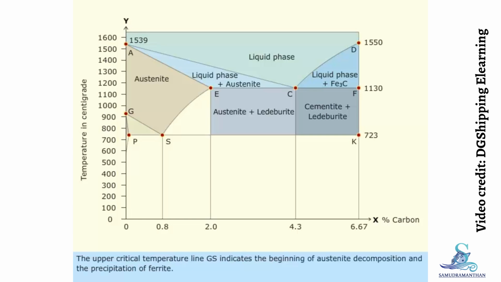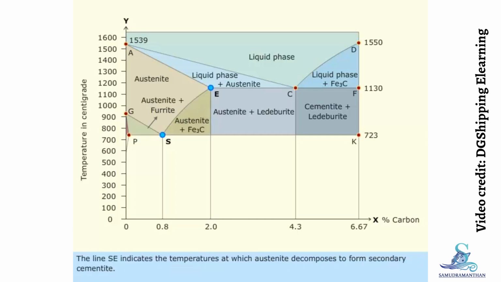The upper critical temperature line, GS, indicates the beginning of austenite decomposition and the precipitation of ferrite. The line SE indicates the temperatures at which austenite decomposes to form secondary cementite. Point S, corresponding to 0.8%, shows the minimum temperature at which the austenite can exist in equilibrium condition. At point S, austenite decomposes to precipitate cementite and ferrite at the same time. This results in the formation of pearlite.